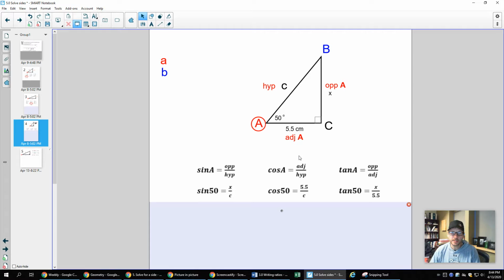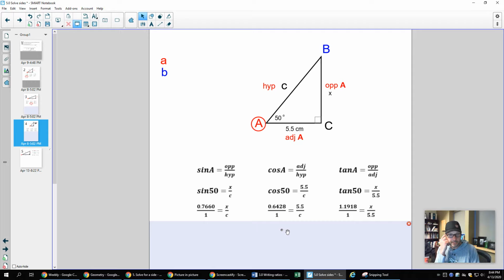Cosine of 50 is adjacent over hypotenuse. We said adjacent is 5.5. Hypotenuse is c. So it's 5.5 over c. And tangent of A. Opposite of A is x, and adjacent to A is 5.5. So x over 5.5. Once we have our three ratios written down, once we have our numbers and our letters in based on our triangle, let's change sine 50, cosine 50, and tangent 50 all to their decimal numbers. And now we want to figure out which of our three ratios is the best ratio to work with.